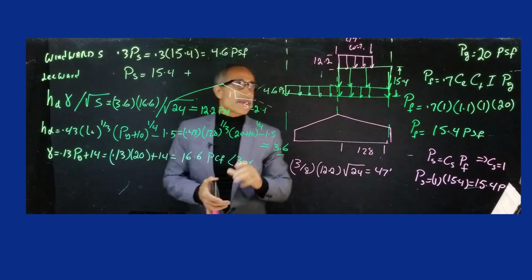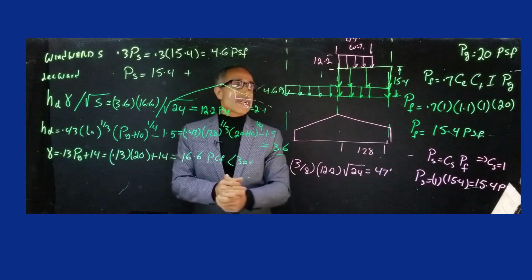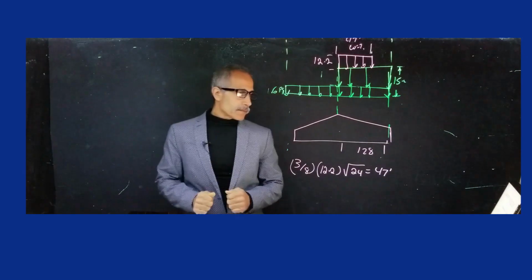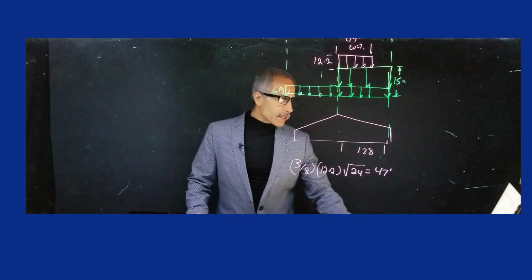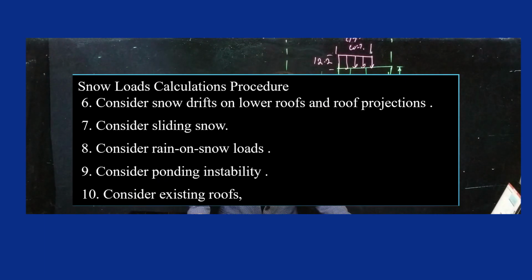All right, that was step number 5. Let's move on to step number 6. Of course, I need room. I'm going to erase that side and work back that way, and give me a few minutes. All right, let's move on to step number 6, and step number 6 is, let me put it on the board here. Consider a snowdrift on a lower roof. We don't have a lower roof, so that does not apply. Consider sliding snow. That does not apply either. And let's move on to step number 8. Consider rain on snow load. Oh yeah, that will apply.